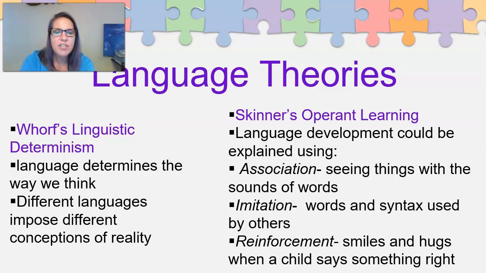Imitation. So this is learning by imitating other people. Oftentimes you'll hear adults speaking to children, even though they may not really understand the words completely that are being spoken to them. But the more they hear, the more they will learn. And then reinforcement, smiles and hugs. So when your child says something correctly or learns new words or a new sentence, smiling and rewarding them will encourage them to continue to learn.